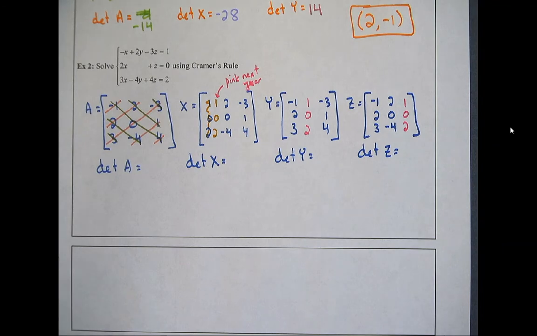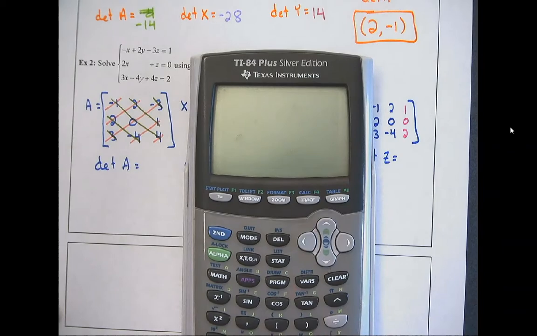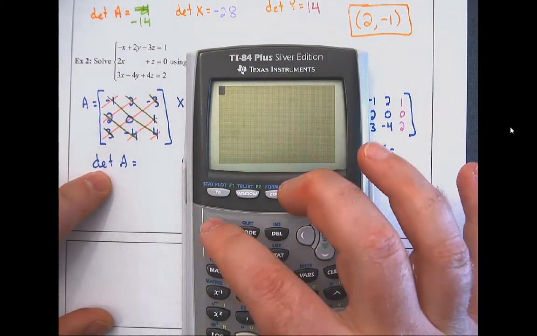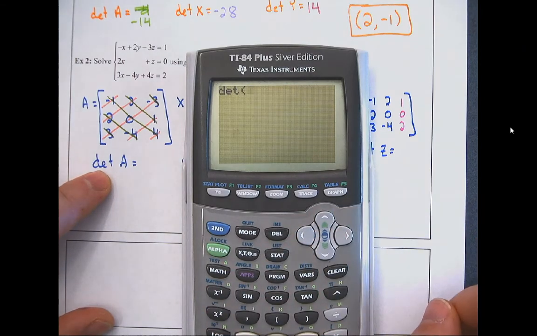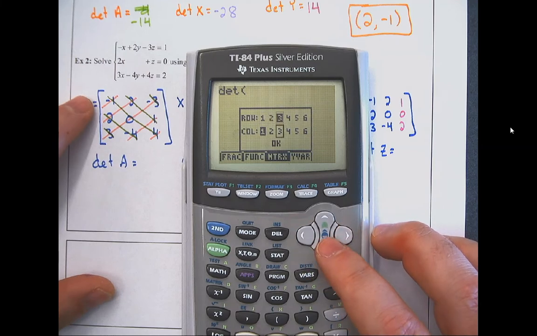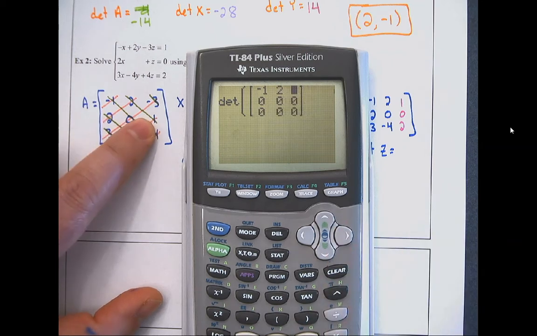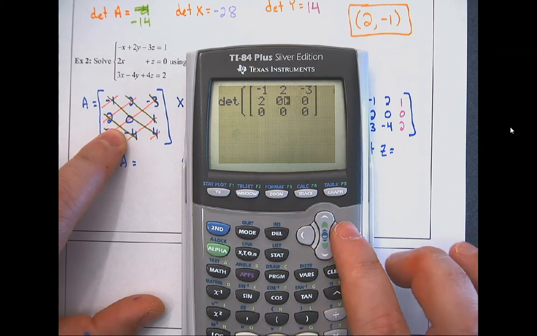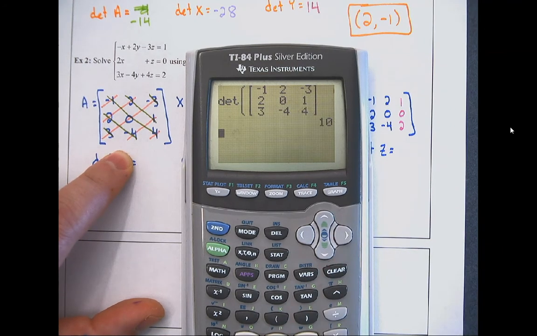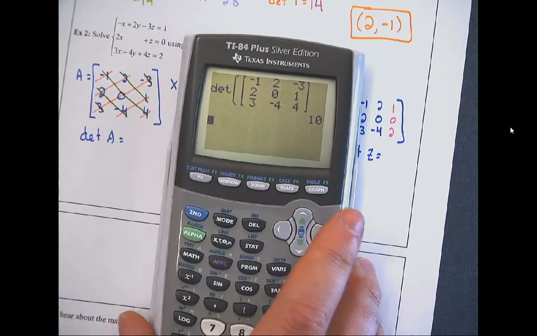Now, I'm not going to do all that, especially because I'd have to do it for all of these as well. I'm just going to do this on my calc using the determinant option. And I'm going to do this one right on my screen because I have fancy calc. So I'm going to take the determinant first, alpha F3. This is a 3 by 3. And then I'm going to put in the numbers, negative 1, 2, negative 3, 2, 0, 1, 3, negative 4, 4. That determinant ends up to be 10.